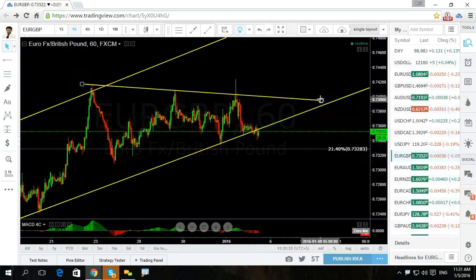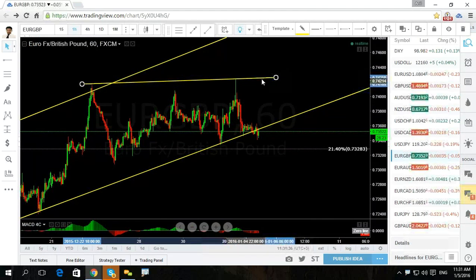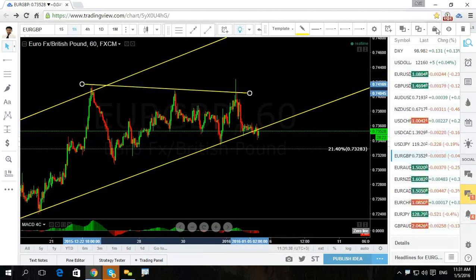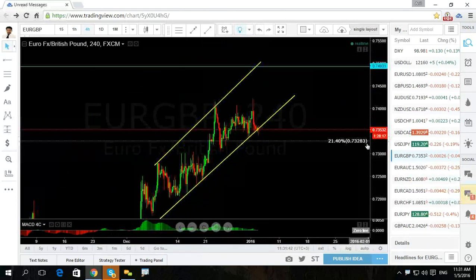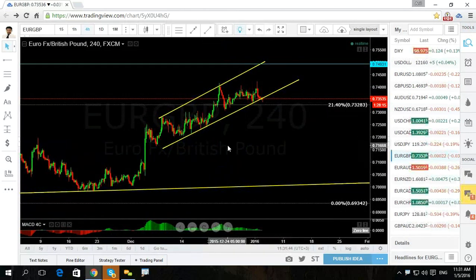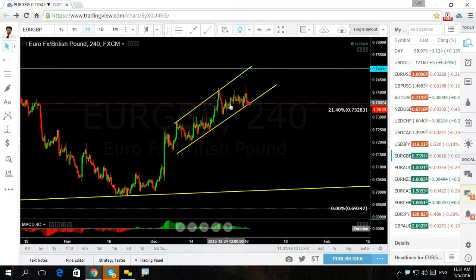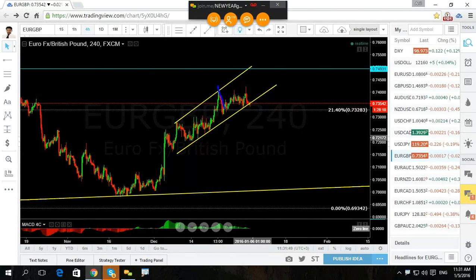Euro pound. This broke the top. It didn't go anywhere. We can take this off because this is not valid anymore. And it's actually coming down. So let's see what we have here in a bigger time frame. Nothing of value as yet. I think they're just going to go sideways. Right? They're actually mostly doing this. And then we'll probably go up again. So we'll stay out of it for now.